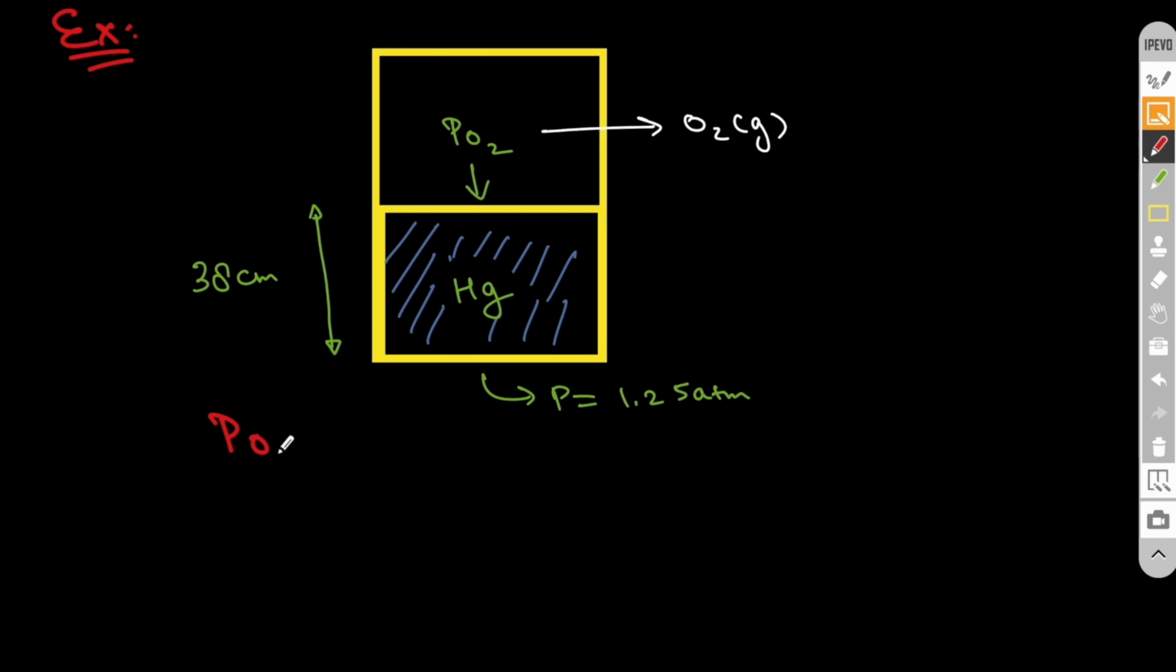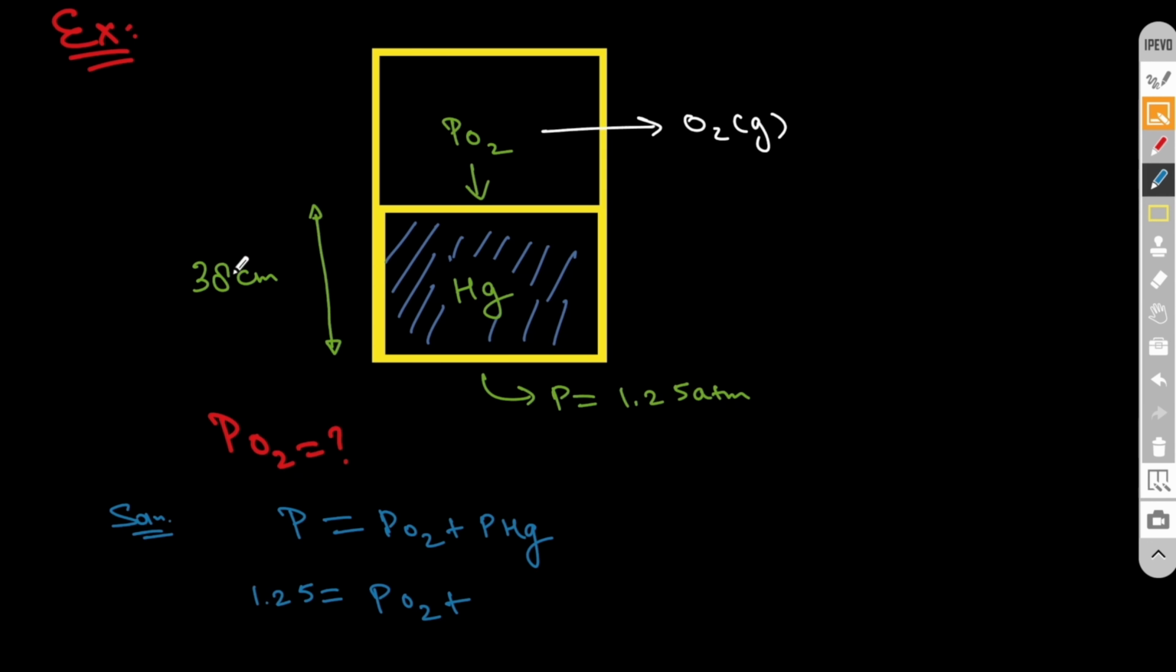Now moving further, we'll solve another example here. We have to find the pressure exerted by oxygen if pressure at bottom is 1.25 atm. So pressure at bottom is equal to pressure by oxygen plus pressure exerted by mercury column. So 1.25 is equal to PO2 plus pressure due to mercury column, which is simply H times D times G. So by 76 centimeter of mercury, the pressure exerted is 1 atm. So by 38 centimeter of mercury, the pressure exerted will be 1 by 2 atm, right? So this is 1 by 2.